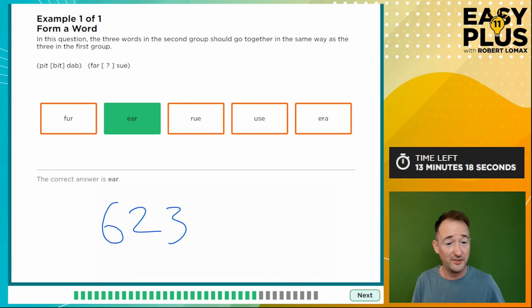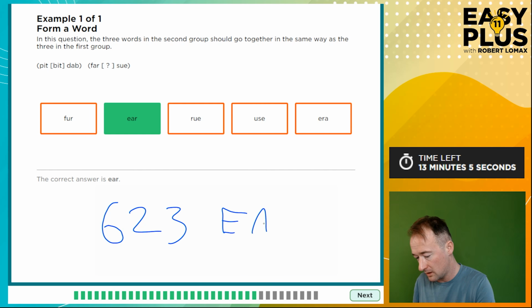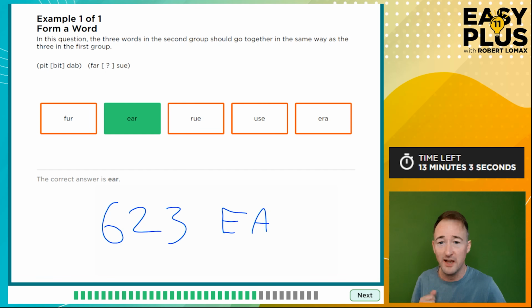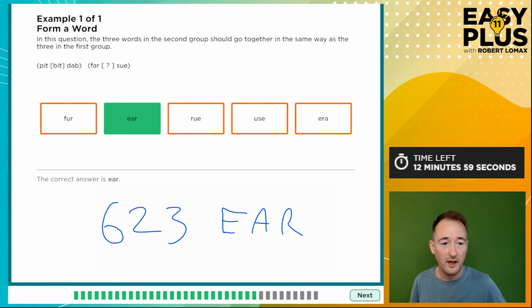Now we look at the second set of words. So which letter is in place 6? F-A-R-S-U-E. Which letter is in place 2? F-A. Which letter is in place 3? F-A-R. So the word we're looking for is ear. And now we go through the options and we can see that there is indeed the option ear. So we've found that and we can move on.